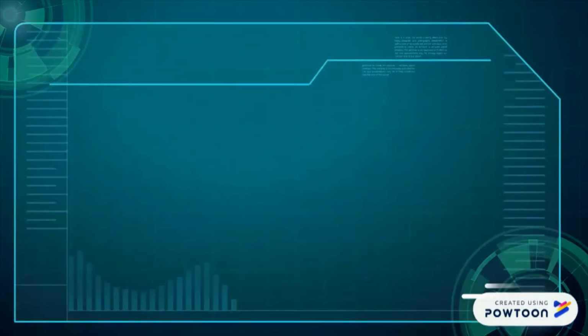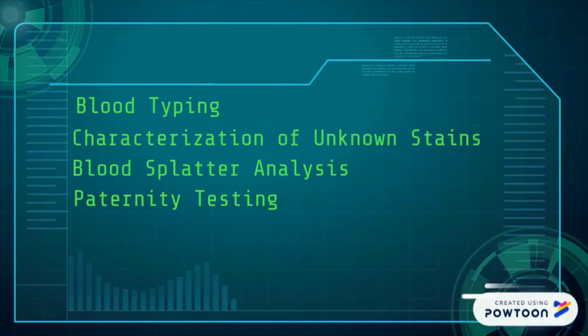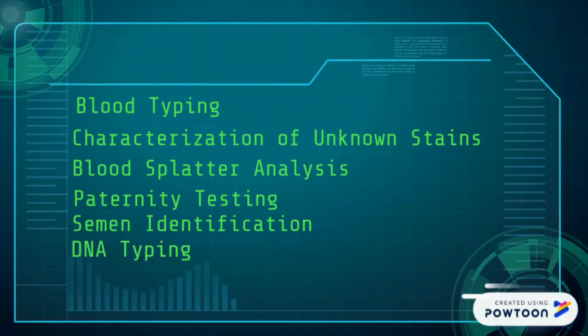The serology section of a forensic laboratory may deal with any or all of the following: blood typing, characterization of unknown stains, blood spatter analysis for crime reconstruction, paternity testing, semen identification in sexual assault cases, and DNA typing for identification of victims and suspects.